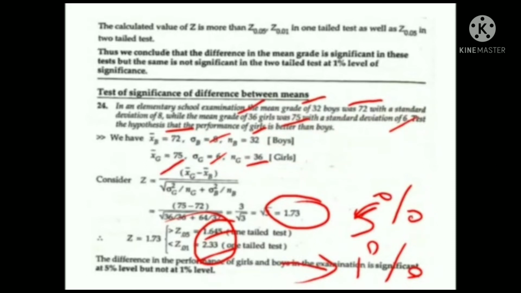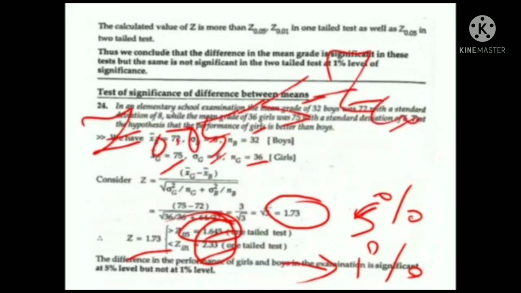Okay, so let us compare whatever we have calculated, that Z value. The calculated Z value is 1.73. We see that 1.73 is greater than 1.645. That means Z 0.05 is less than Z calculated.